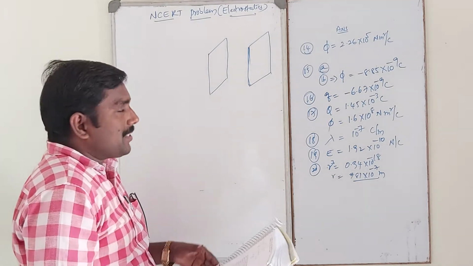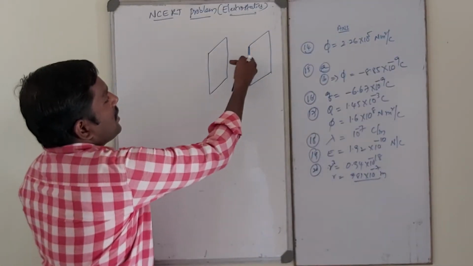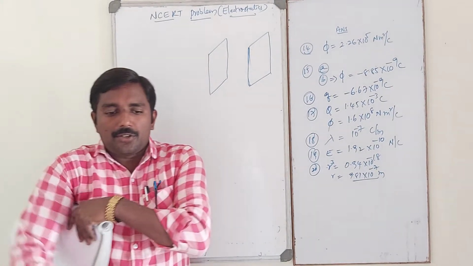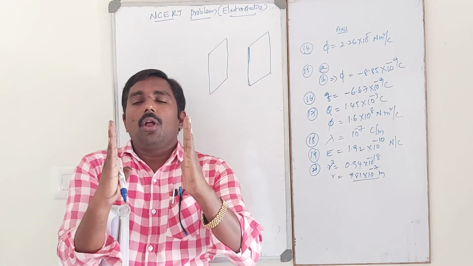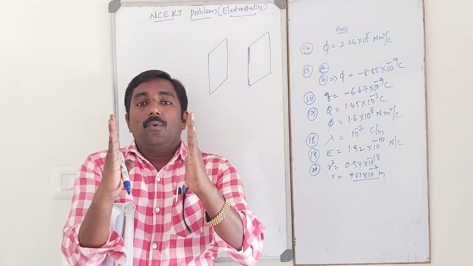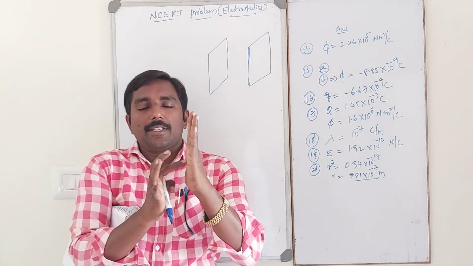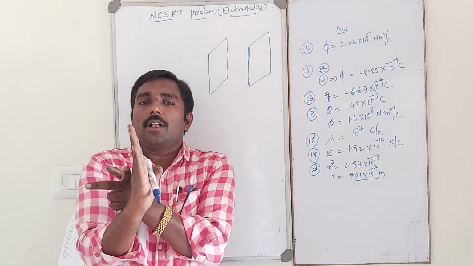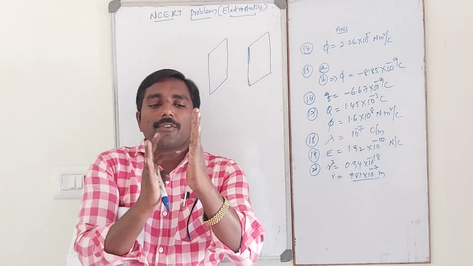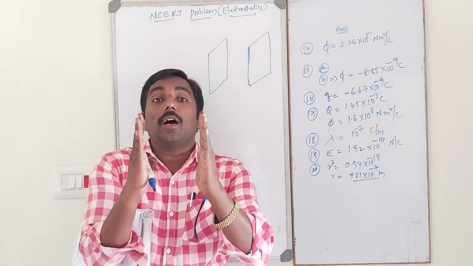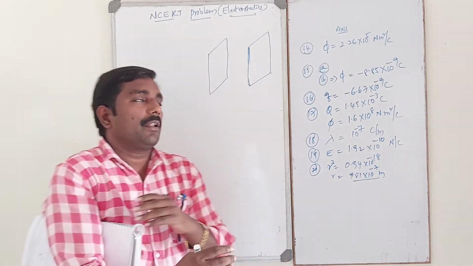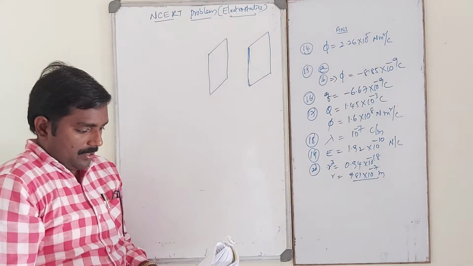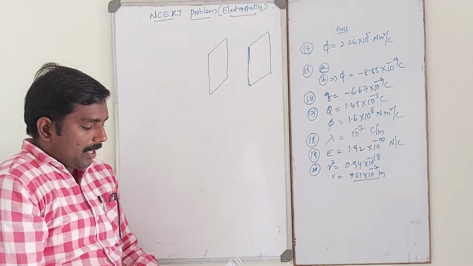On their inner faces, like this. Dear students, this is the inner face, that is the inner face. What are the inner faces? This is the inner face, this is also an inner face. This is the outer face, this is also an outer face. These two are the inner faces of the metal plates. Two large thin metal plates are parallel and close to each other.